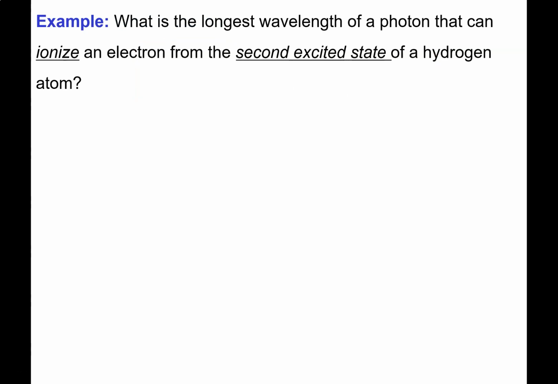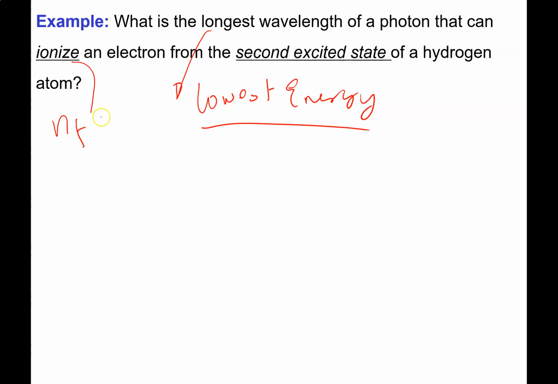So here's an example of that. It says, what is the longest wavelength? So longest wavelength, we should keep in mind, corresponds to lowest energy. So it's just code for lowest energy of a photon that can ionize. So that means that the n final will be infinity. An electron from the second excited state. So that means that n initial is 3. Okay, so that's what's going on there.